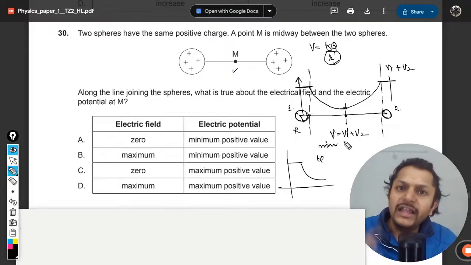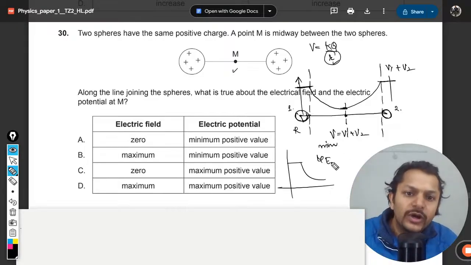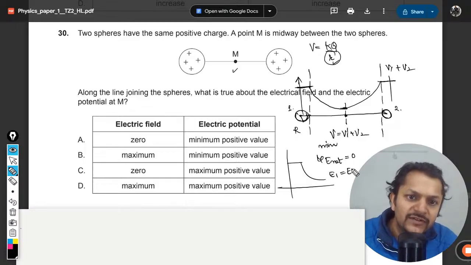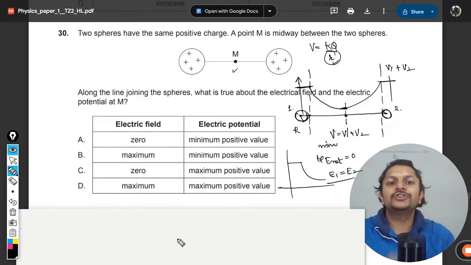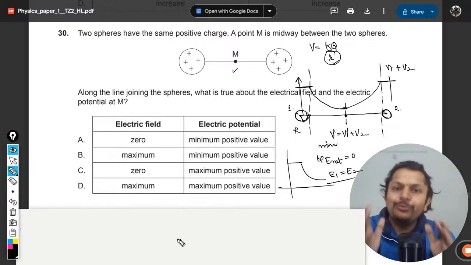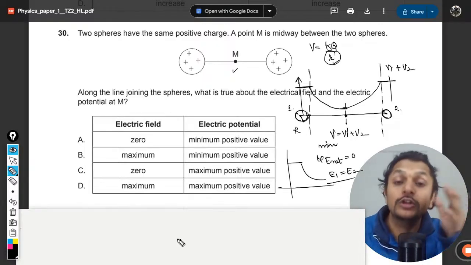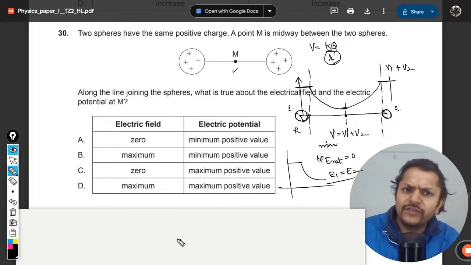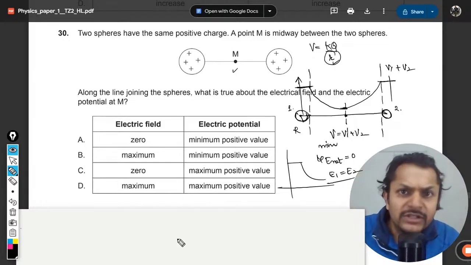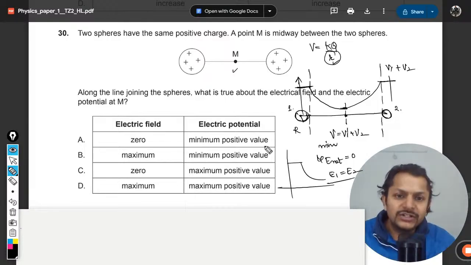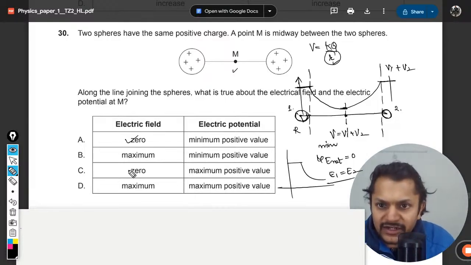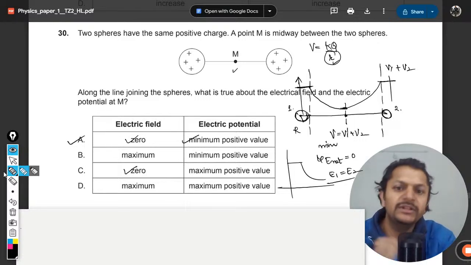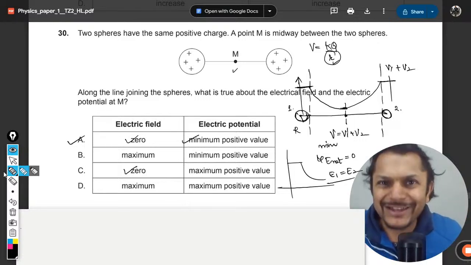So this is the point where v, equal to v1 plus v2, is minimum, and electric field is 0. So E net is equal to 0, which means that E1 is equal to E2. So this question is very important from the point of view of paper 2 also. So this question becomes quite important for us. So you must remember these things. Okay, dear students. So accordingly, the electric field will be 0 and it will be a minimum positive value. So A will be the correct answer. No doubt about that.